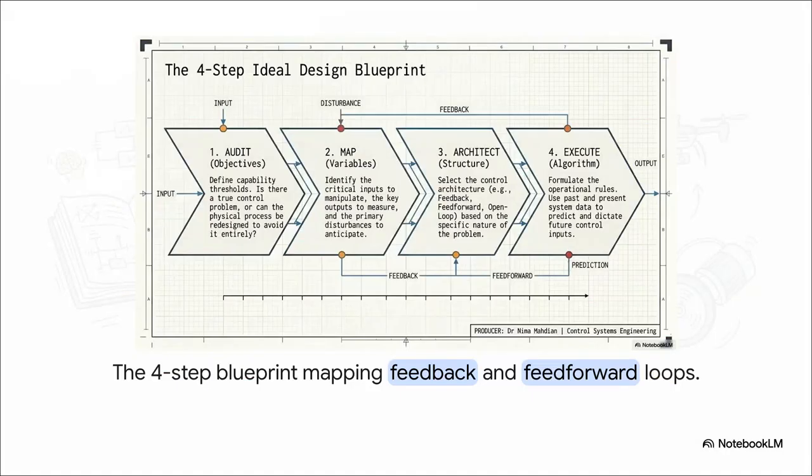And check out how it all connects. You've got feedback loops, pulling data from the output straight back to the beginning to correct errors. But look right below that. Feed-forward loops use past and present system data to literally predict and dictate future control inputs before an error even has a chance to happen. It's a completely integrated ecosystem.